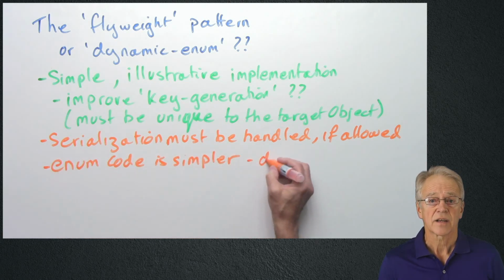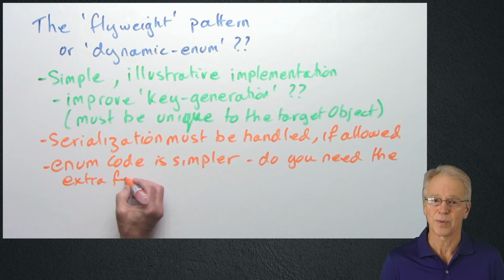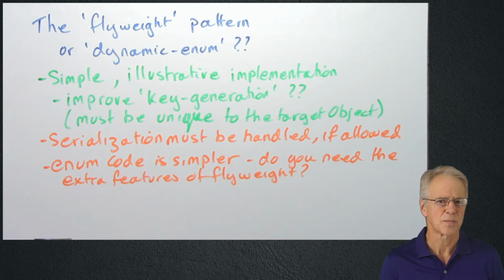Second, it's clear that the code for an enum is far simpler than this. I don't think this code is particularly tiresome, but if you don't need the ability to add new items at runtime, the extra work of this pattern is probably wasted.